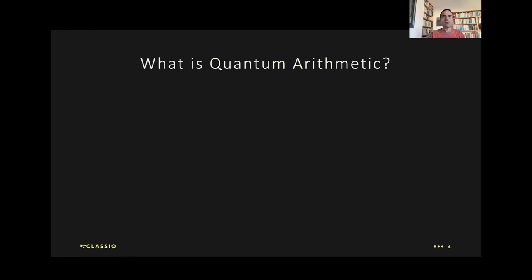Okay, so what do we mean by quantum arithmetic? We have a quantum computer. It has a certain state, and this state for us encodes numeric values. Parts of the state encode numeric values, and then basically we evolve the state such that parts of it encode the evaluation of some arithmetic operations.